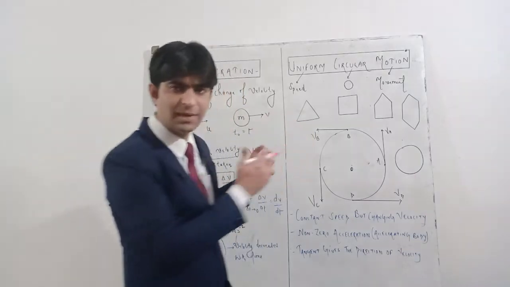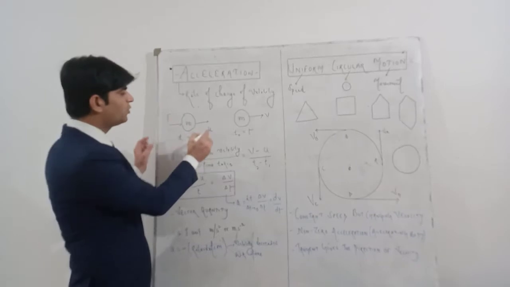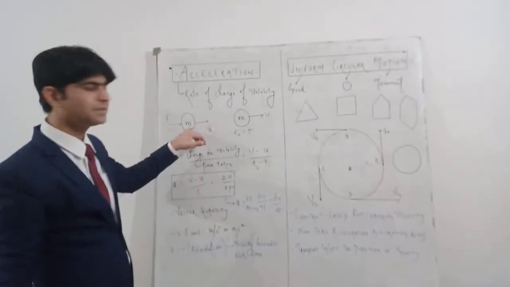So let us see the mathematical part also for acceleration. Suppose there is a body which is moving with certain initial velocity u. The mass of the body is m.